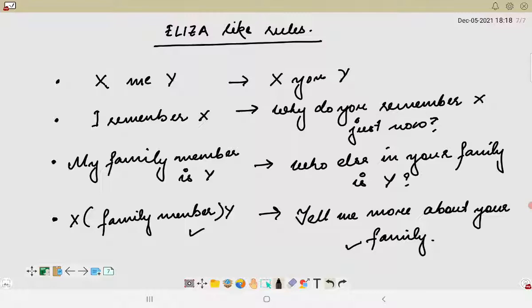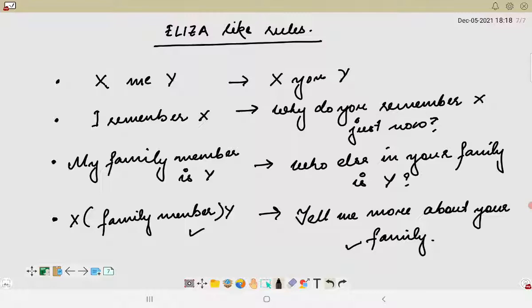Now another example could be that the user is in a current state saying, my brother is mean to me. So ELIZA-like rules could be, who else in your family is mean to you, or tell me more about your family. These kinds of preconditions could be matched against the current situation, my brother is mean to me. Okay, the indexes are matched, not the entire sentence here.